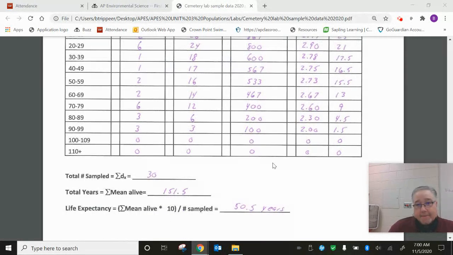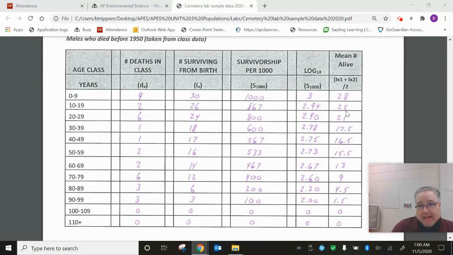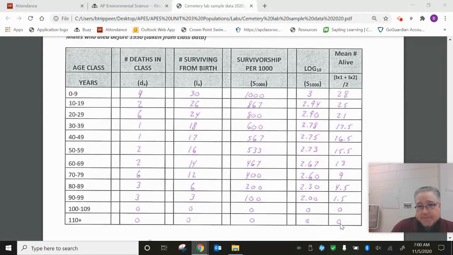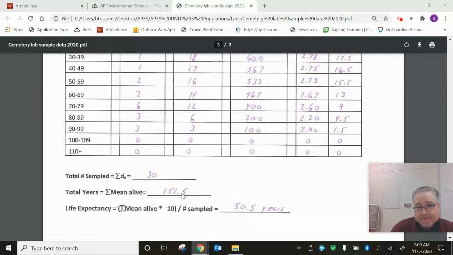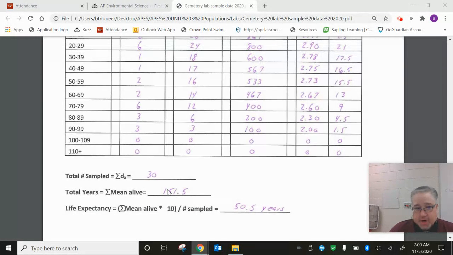Now going down here, there's 2 other things I want you to figure out. This first number here where it says total years, says the sum of the mean alive. That's what this last column is. So you simply just add up all those numbers. In this case you get 151.5. That number will vary from group to group, from chart to chart.